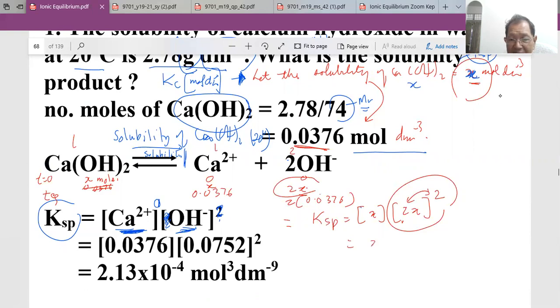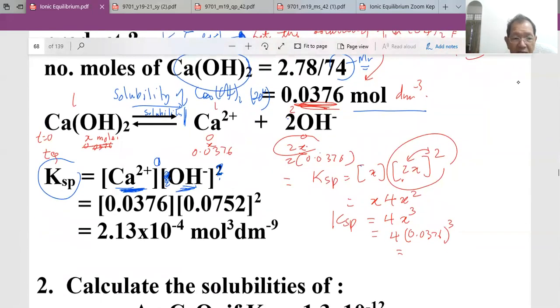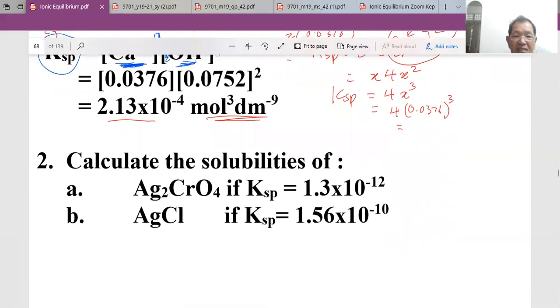So it's equal to what? It's equal to X times 4X squared. It's equal to 4X cubed, equals Ksp. So Ksp is equal to this one here. So here is 4, and your solubility is how much? They tell you this one here: 0.0376 cubed. If you don't know, do this, then you go to the third one. Let it go then. So use cube for that, times 4, this is the answer. Remember things here. Now with this, we can go on already. These are all examples.